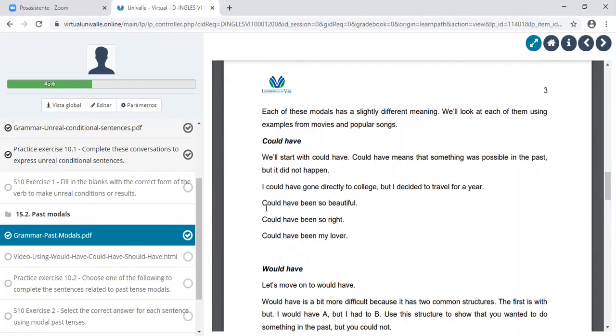Could have. We'll start with could have. Could have means that something was possible in the past, but it did not happen. I could have gone directly to college, but I decided to travel for a year, okay?